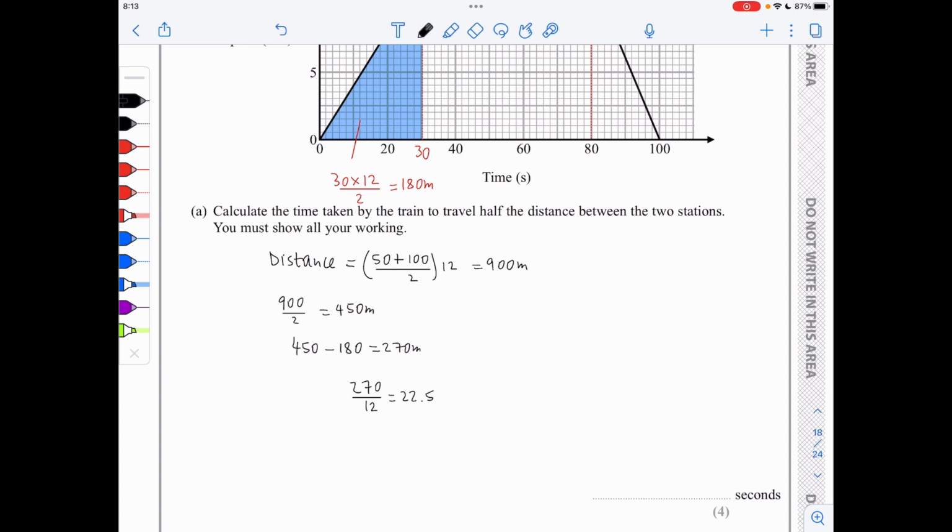22.5, which means that 22.5 seconds after the 30-second mark, we have reached half the distance between the two stations. So 30 plus 22.5 gives an answer of 52.5 seconds.